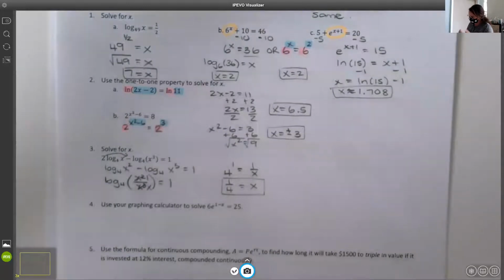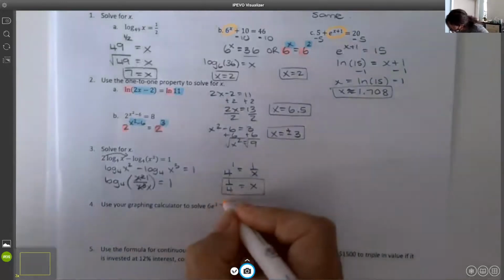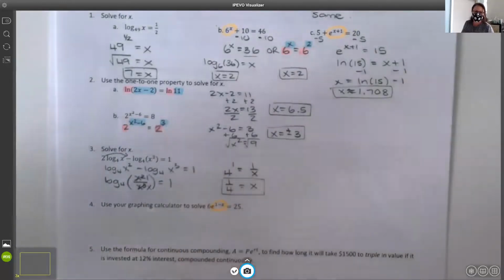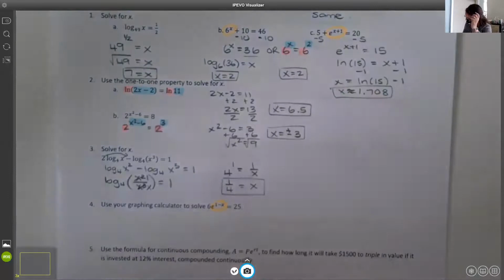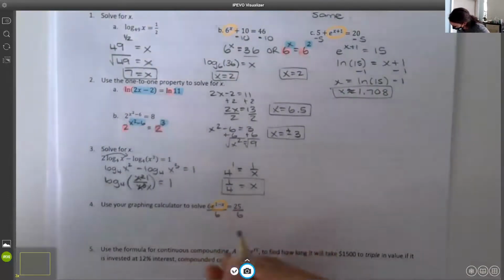All right, let's try this next one. It says to use your graphing calculator, but we're going to first do it algebraically. So what you want to do first is get that exponential part by itself and get rid of the 6. So I'm going to divide both sides by 6.